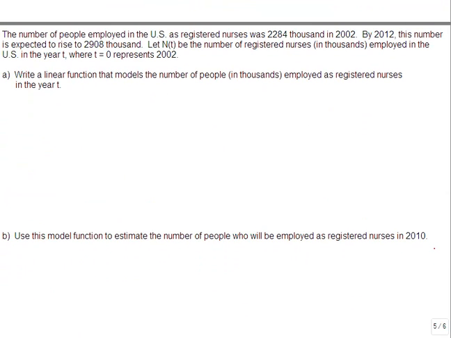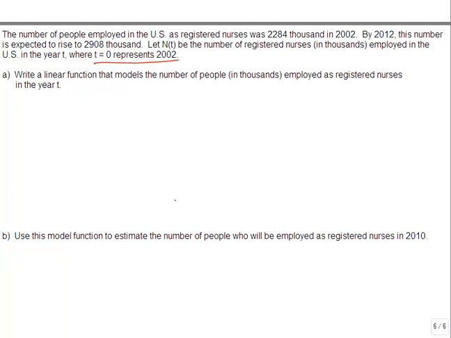Okay, last question. The number of people employed in the U.S. as registered nurses was 2,284,000 in 2002. By 2012, this number is expected to rise to 2,908,000. Let n of t, so that's function notation, let n of t be the number of registered nurses, in thousands, employed in the U.S. in the year t, where t is 0 represents 2002. So again, we're going to use a base year here to make our numbers a little bit easier.